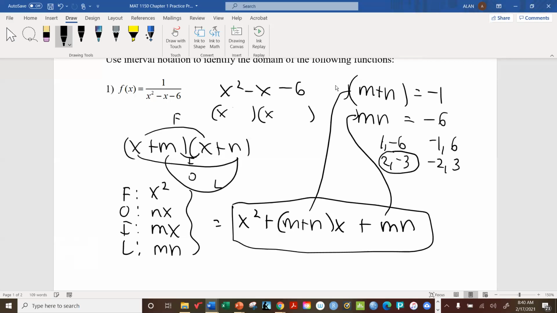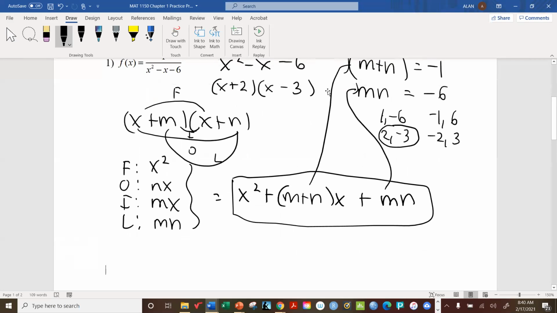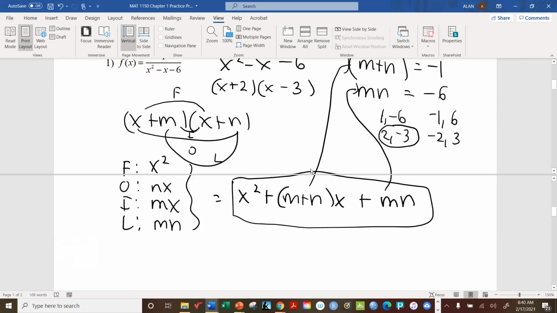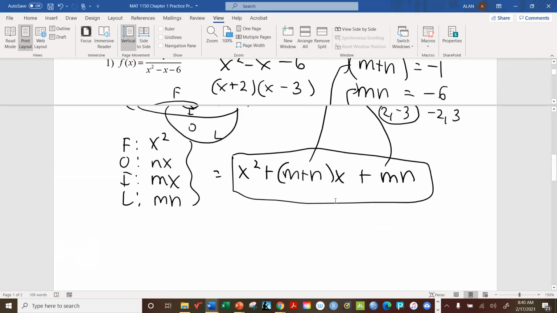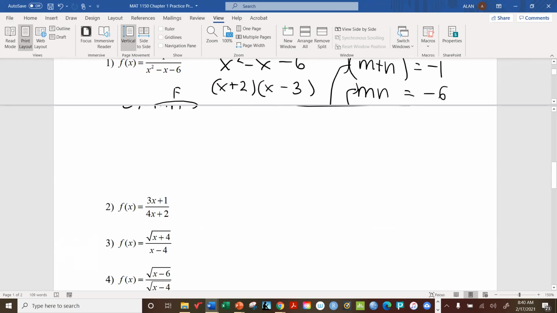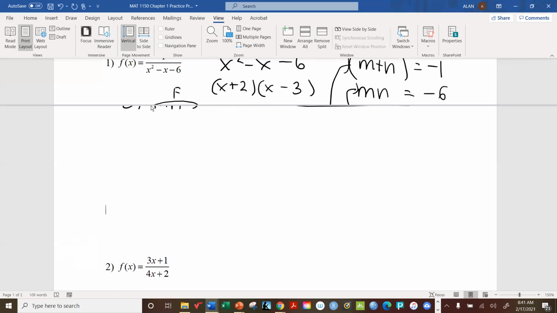So that means it must be the case that this expression is the same as x plus 2 times x minus 3. And we can prove it with FOIL. Let me split the screen for a second so you can follow along and see what I'm doing. We're going to try to prove that what we've just done is correct. x plus 2 times x minus 3, let's confirm that it equals this expression up here. And again, let's try with FOIL.